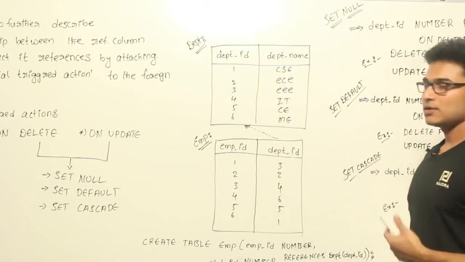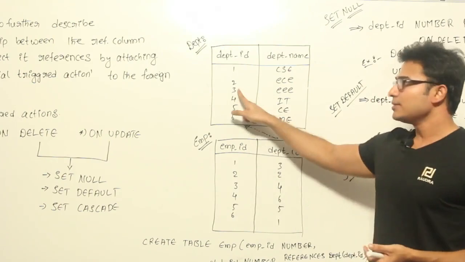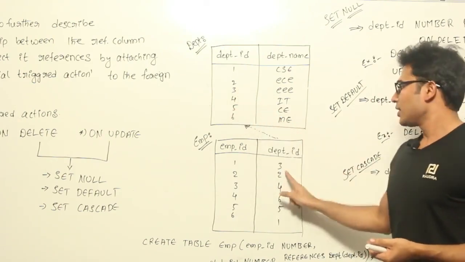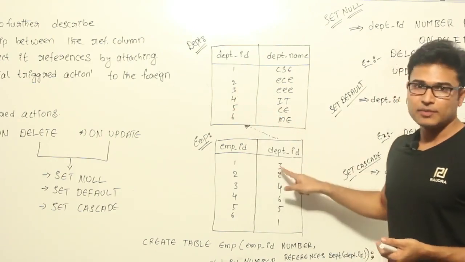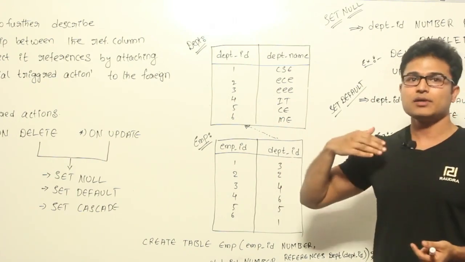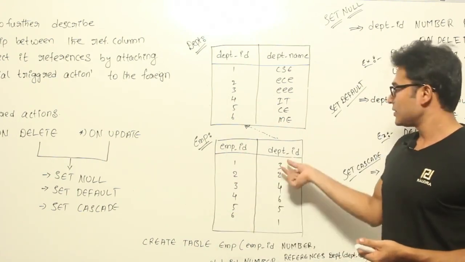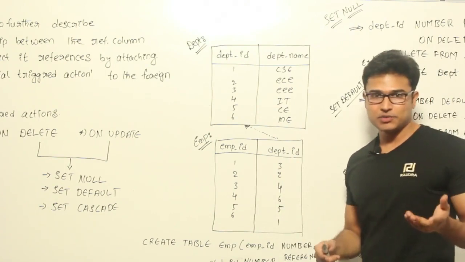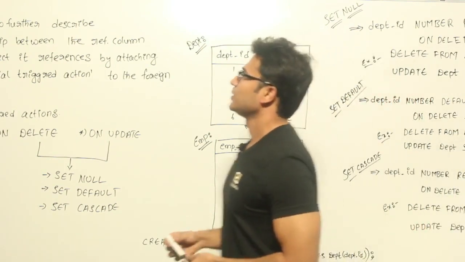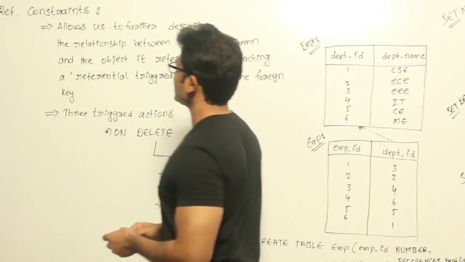And the other one is set default, which means if I delete this 3, for all the employees who belong to department 3, if I set the department to a default, right, that is called set default. So we have these three options. Now let's see how to implement them. Okay, let's see the theory here.